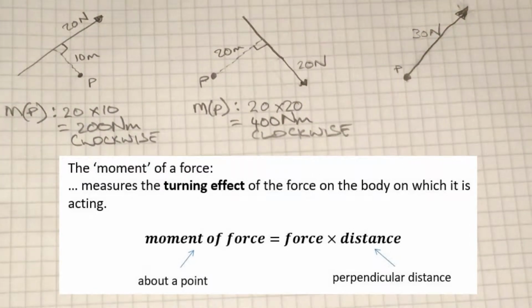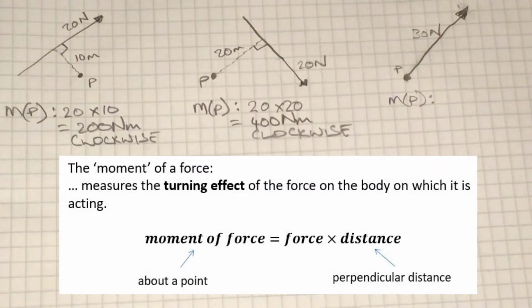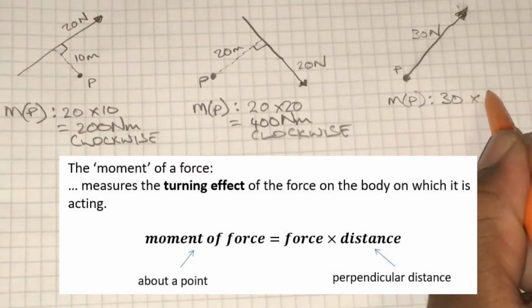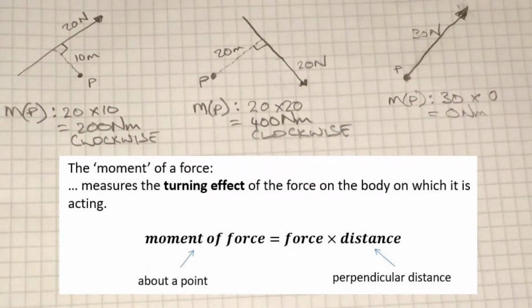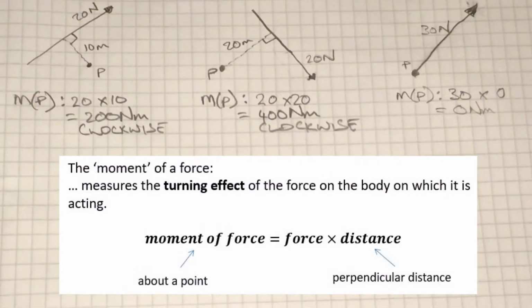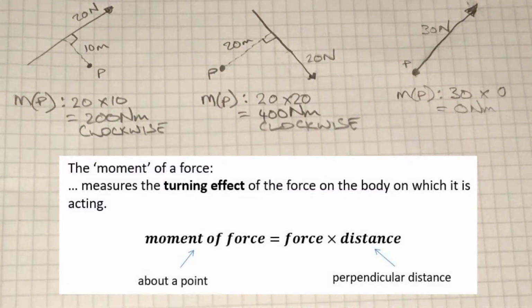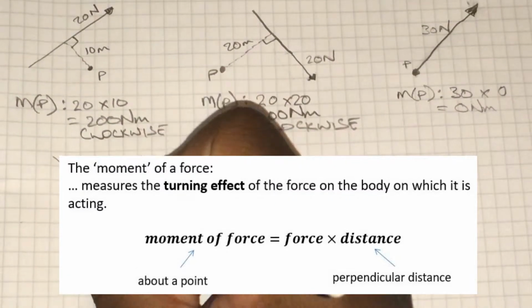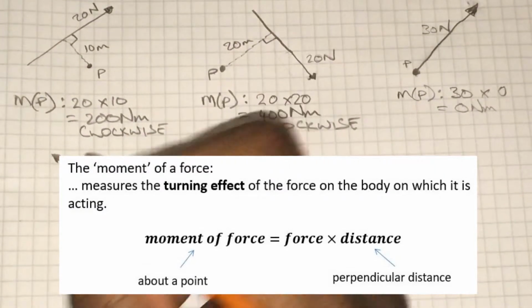Okay, one more to consider. If the line of action for the force actually goes through the pivot point, there will not be any moment. There is no turning effect if the line of action is going through the pivot point. It's not making any turn happen, and you can think of that when we use the distance between the line of action, the force, and the pivot point. So the moment is just zero.